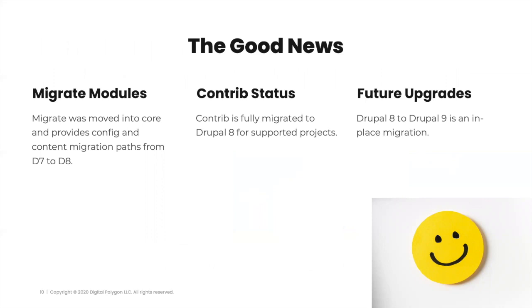Contrib is pretty much fully ready for Drupal 8 and Drupal 9. I say 8 in this, but you can basically interchange 8 and 9 anytime you want through this presentation. And then future upgrades, Drupal 8 to Drupal 9 and Drupal 9 to Drupal 10, when it comes out, will be straightforward. There's not going to be a massive architecture shift. And as long as you're keeping up with your technical debt and your code, it will be a relatively smooth process.